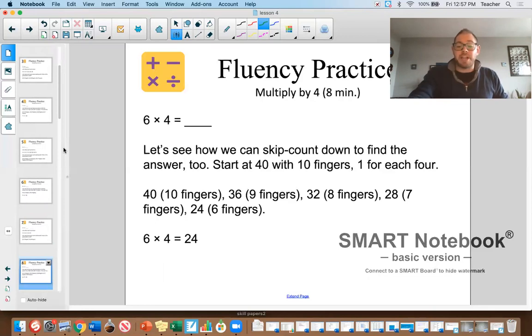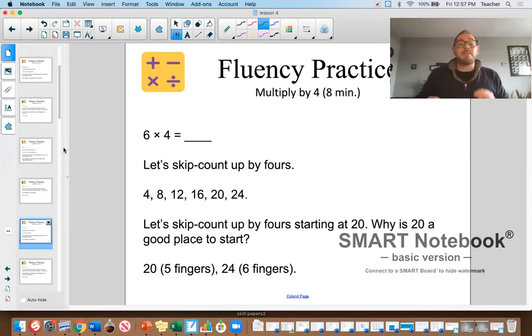Let's get ready to skip count up by 4s. Again, we're going to be starting at 20 and we're going to be skip counting up. So 20, 24. Oh, I've got my 6 fingers. That's 6 groups of 4. 6 times 4 is 24. That was nice and easy to do.